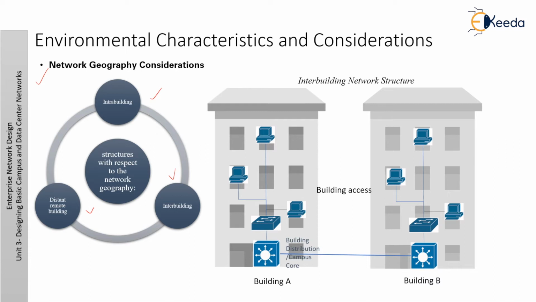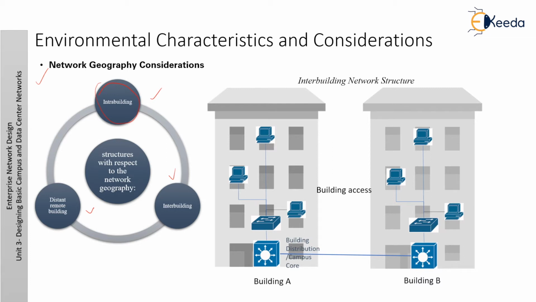We have already seen these geography structures with respect to the network geography: intra-building, meaning within the building, between two or more buildings, and from some other location, that is distant remote buildings. These geographic structures are very important, and there are some guidelines on how to use them. So first thing is intra-building structure, this we are going to discuss.